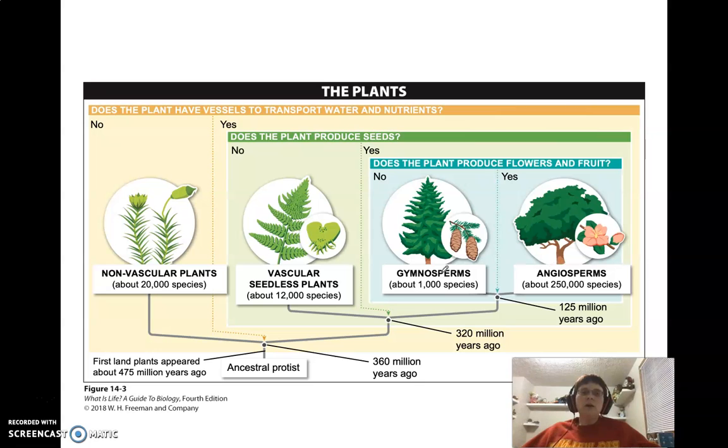Then we're going to talk about these other 2 groups because these 2 had a common ancestor a while back. These are the gymnosperms and the angiosperms. As you can look up here, if you ask whether the plant produces seeds, the vascular seedless plants don't, but these other 2 groups do. So we'll see what that does for those 2 groups when we get to them.